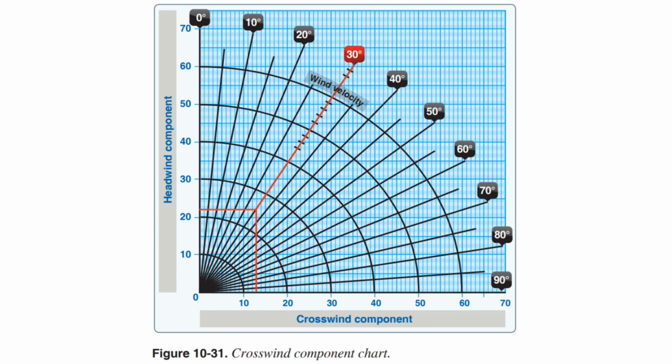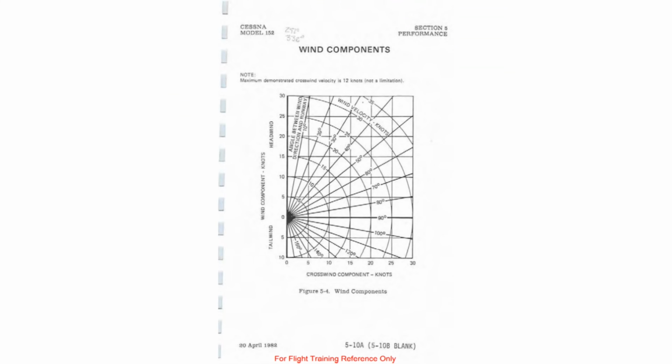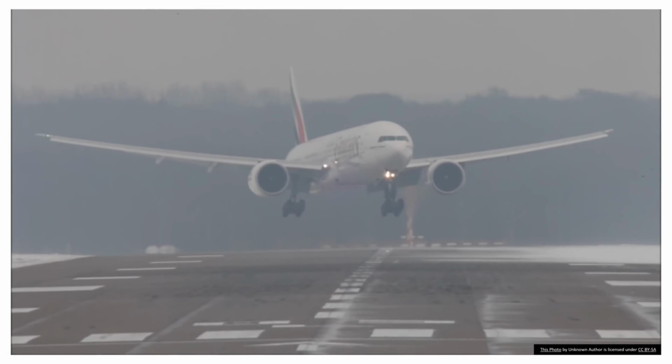Finally, we use this information and compare it to our pilot operating handbook to determine if we are within the aircraft's max demonstrated crosswind. Don't forget that the max demonstrated crosswind was determined by an experienced test pilot, and you would be wise to establish your own personal safety margins.